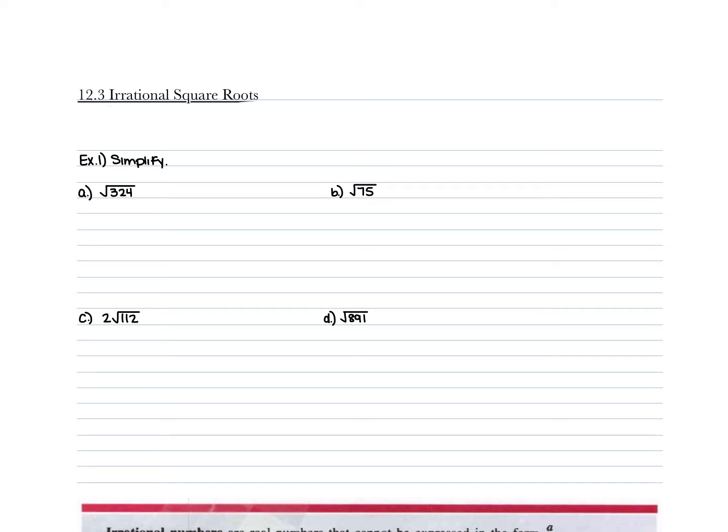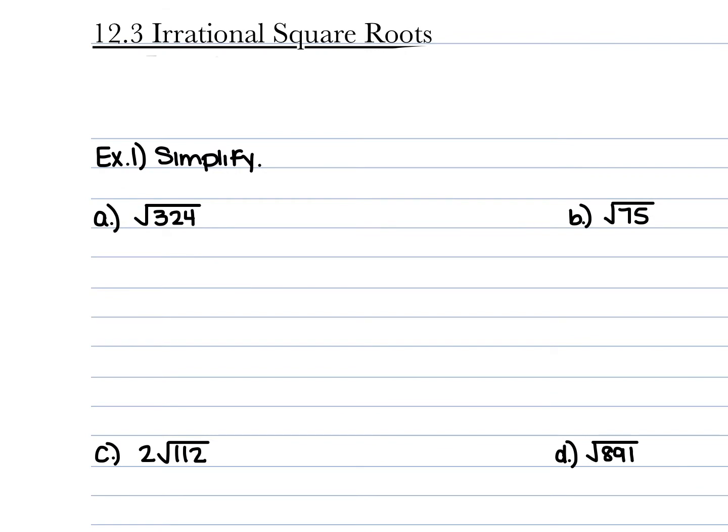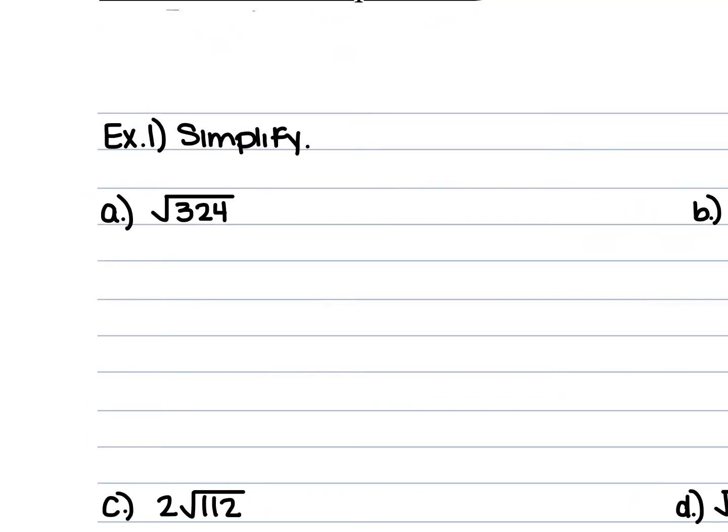So for example A, we're given the square root of 324. The first thing that you'd want to do is to find the factors of 324. So I would find the prime factorization of this number. You're finding the square root, so that tells you that you're grouping up sets of 2 of the same number and pulling one of those numbers out to represent the set or the pair of 2 of the same number.